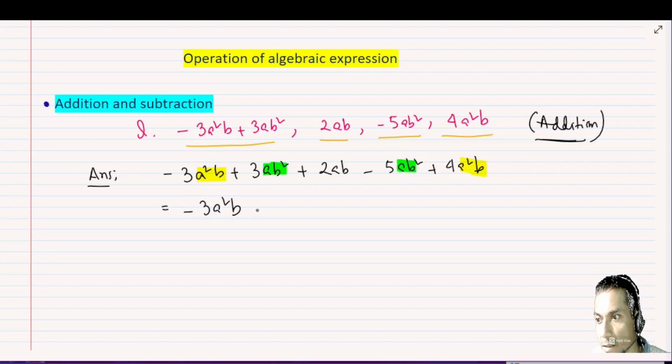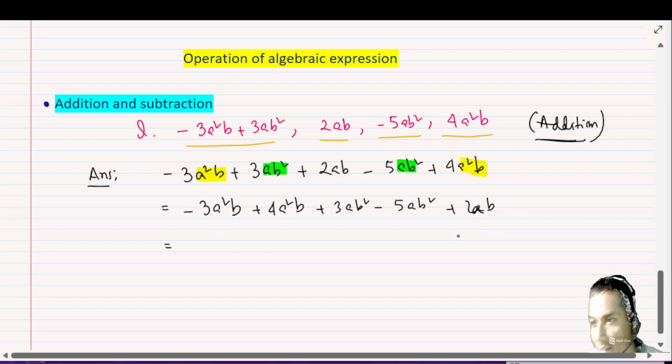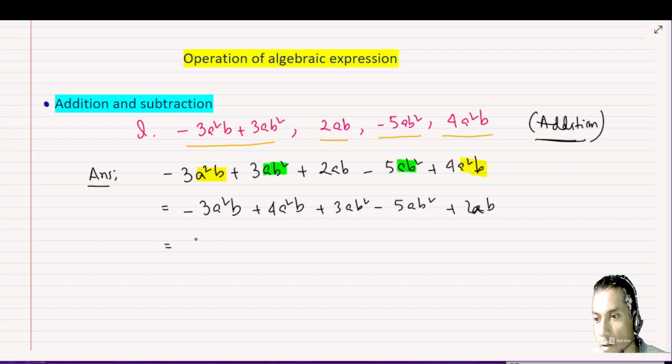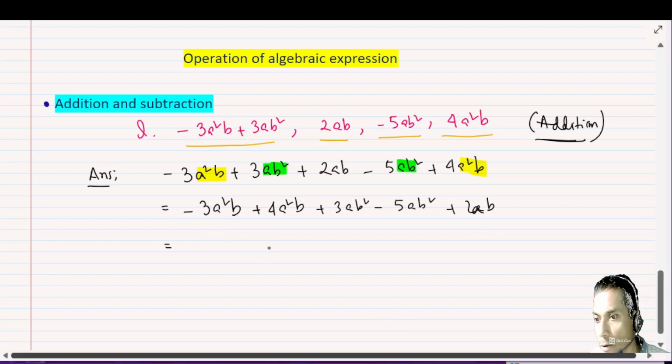Minus 3a square b plus 4a square b plus 3ab square minus 5ab square plus 2ab, because this ab having no pair, so keep it as it is. Okay, then we have to add the constant terms. Take common a square b and add the constant term. Clear? Minus 3 plus 4 a square b plus 3 minus 5 ab square.